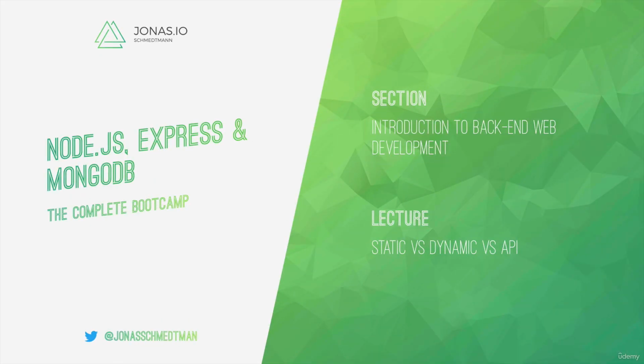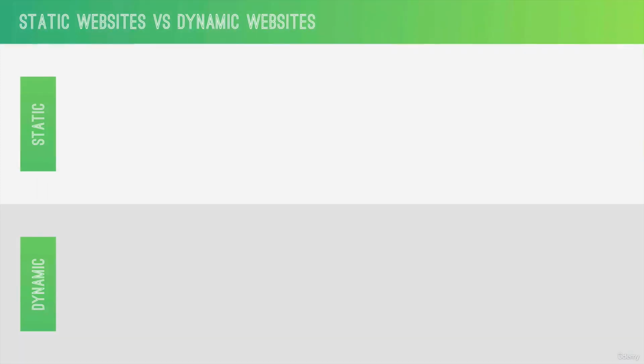In the previous lecture, while talking about the front end and the back end, I mentioned simple and static and dynamic websites or applications a couple of times, but without really defining what they are. So in this video, I wanted to clarify these things and also talk about APIs in order to bring all these concepts into the bigger picture of back-end web development in general. So let's start by talking about static versus dynamic websites.